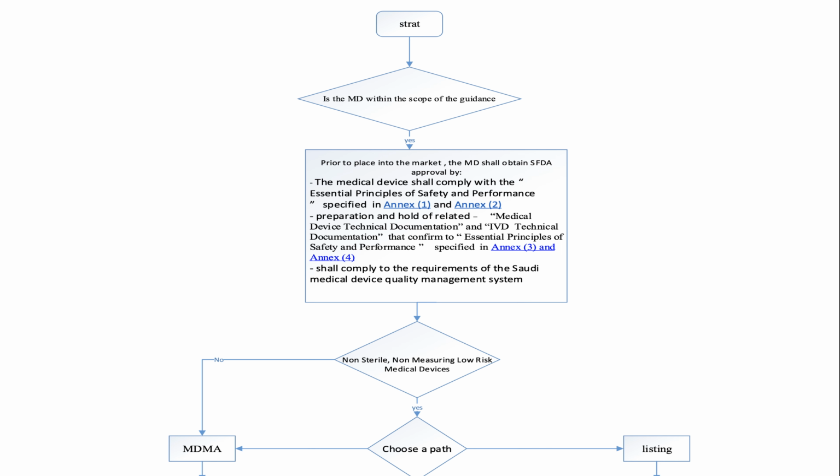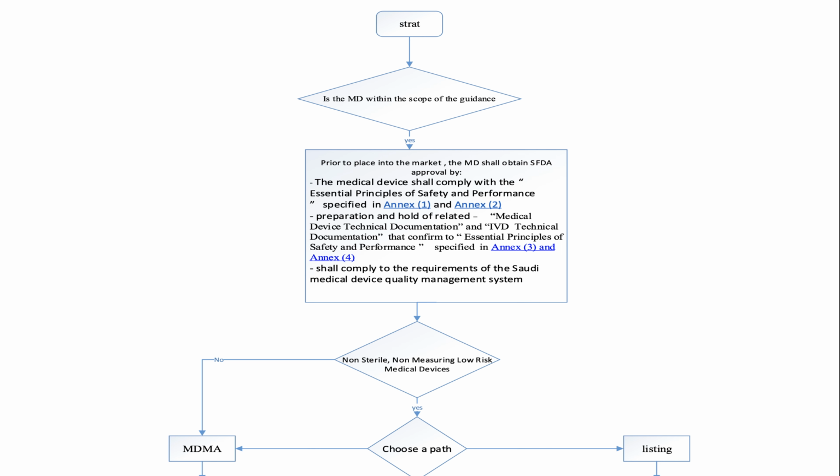Now, assuming that you have fulfilled all these requirements, in step number 3, you need to understand whether your medical device falls under the category of non-sterile, non-measuring low risk medical devices or not. So there are 2 roadways based on your answer to this question. Assuming that the medical device does not belong to the non-sterile category, you need to go through the roadway which falls under the no category.